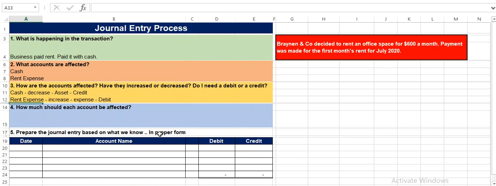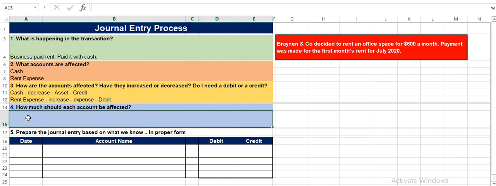Okay, so let's take a look. We look at the two accounts that we have. Do we have a debit? Do we have a credit? Because we should remember from double entry that for each transaction there is a debit and there is a credit. Okay, and so we have a credit, we have a debit.